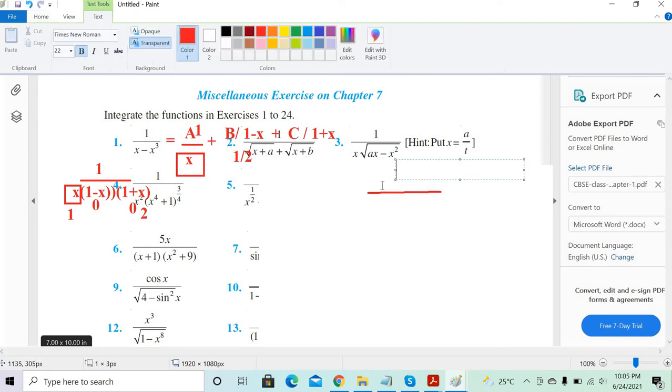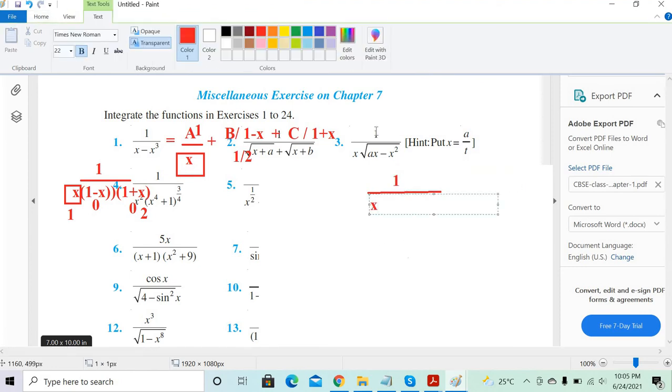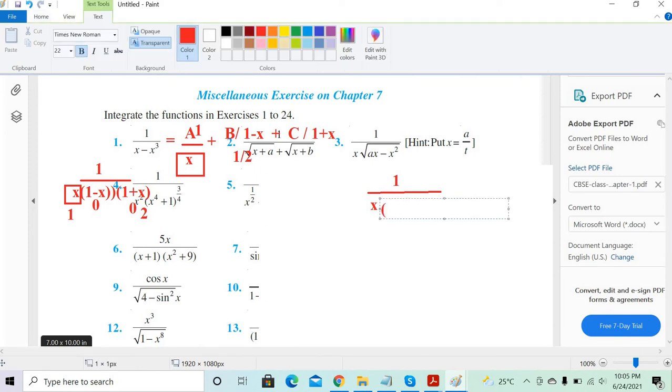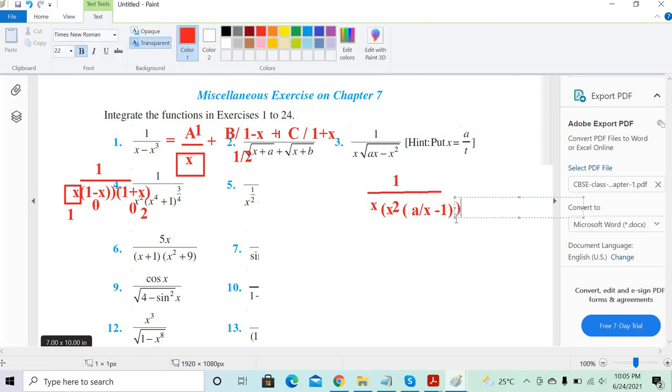If I just put 1 here, and out of the root I want to take the x out, I can put it like something like this, Vijay. So I take x square common, isn't it? If I take x square common here, it'll become a by x minus 1, the entire term whole power 1 by 2. Is it okay? Yes, sir. Correct?